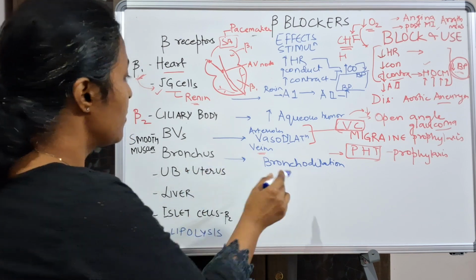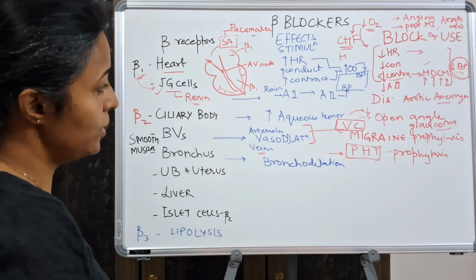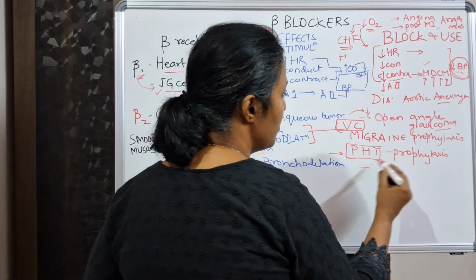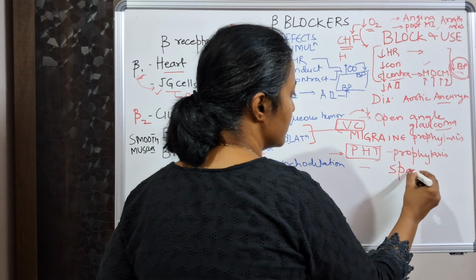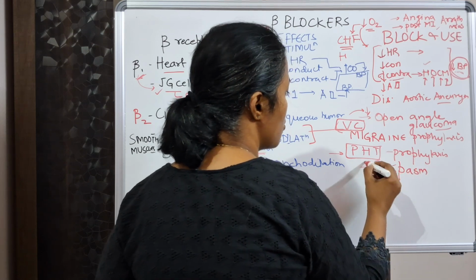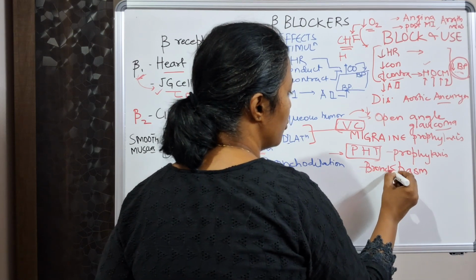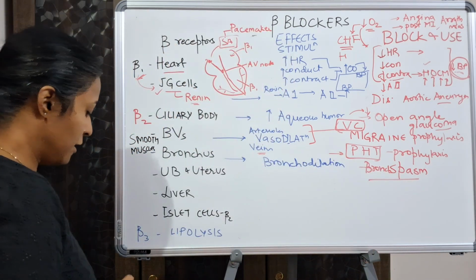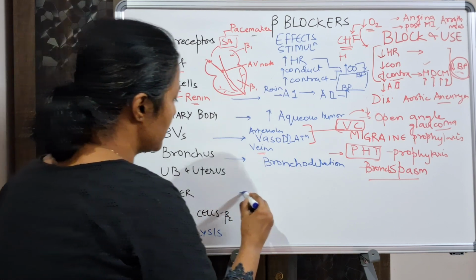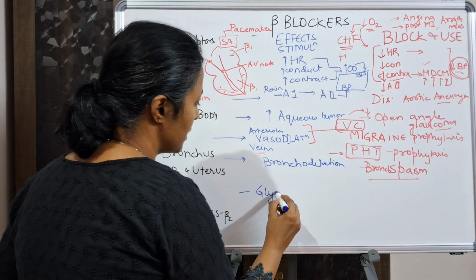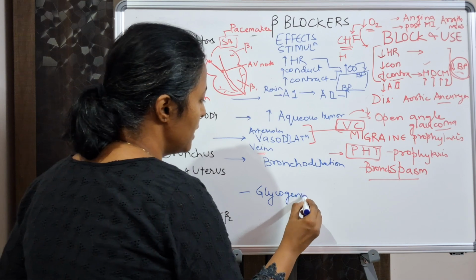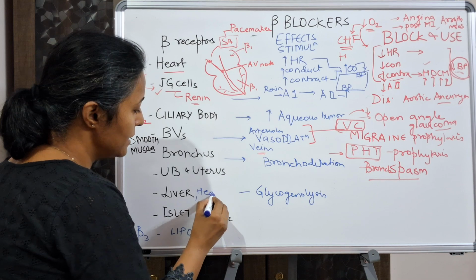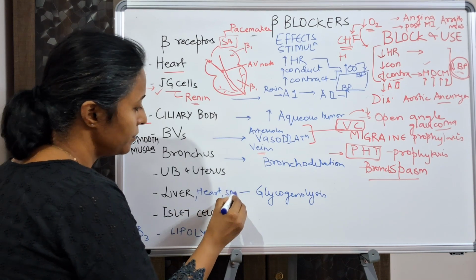Yes, we were talking about bronchus, so there is bronchodilation. If that is blocked, what will be the effect? There will be bronchospasm, so bronchoconstriction we can say. Narrowing of the bronchus is going to occur. Then liver, what is the effect? There is glycogenolysis. Glycogen breakdown occurs, and this not only occurs in the liver, it occurs in the heart and skeletal muscle as well.